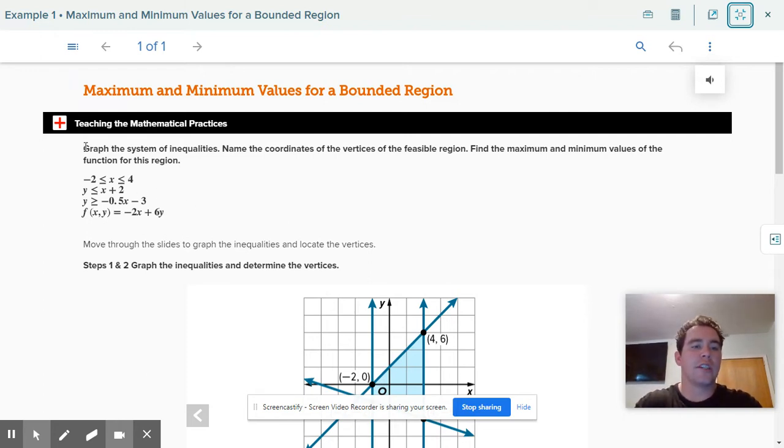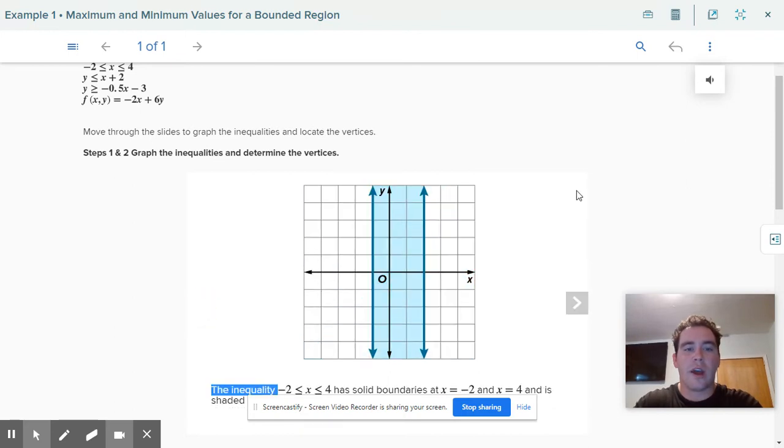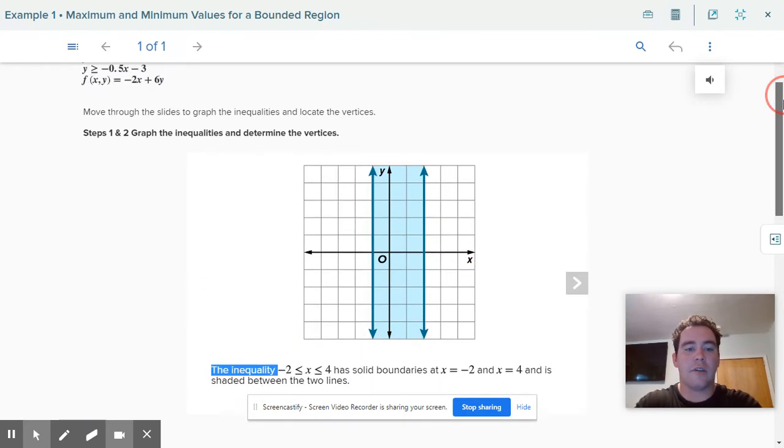So the first things that we want to do is graph the system of inequalities, name the coordinates of the vertices of the feasible region, and find the maximum and minimum values of the function for this region. So step one is to graph all of these functions.